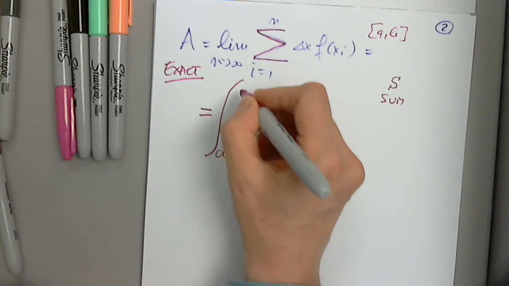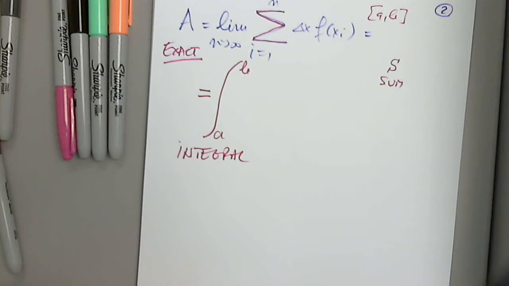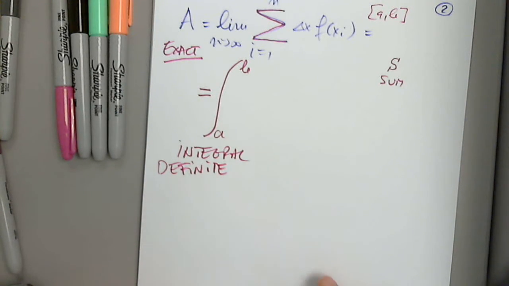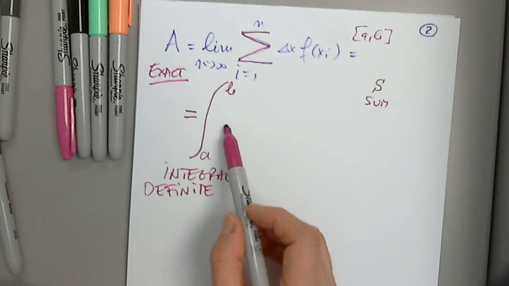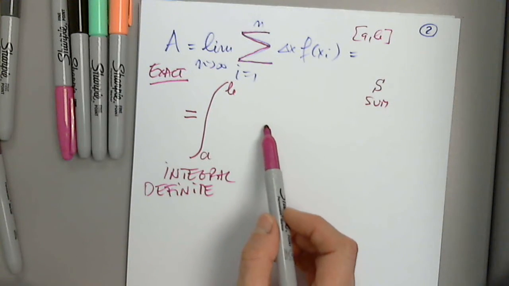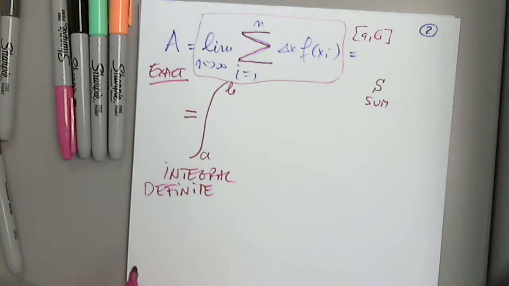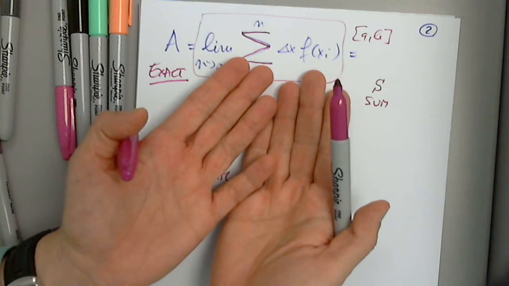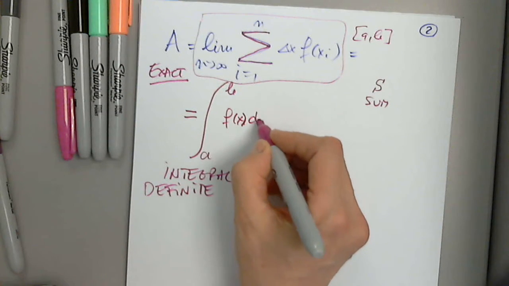So this is the integral. To be exact, there are two different types of integrals. This is the definite integral from a to b. What do you think I'm going to write in here? Just look at what you see here and say, it's the sum. What are we adding up? Areas of rectangles, right? Indeed. This is the height, and this is the width.